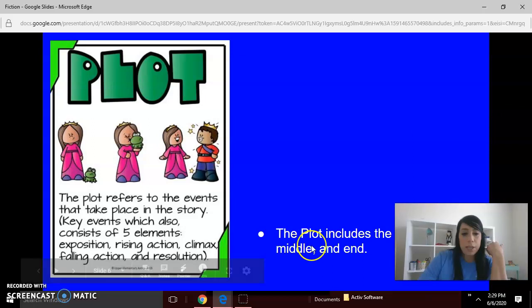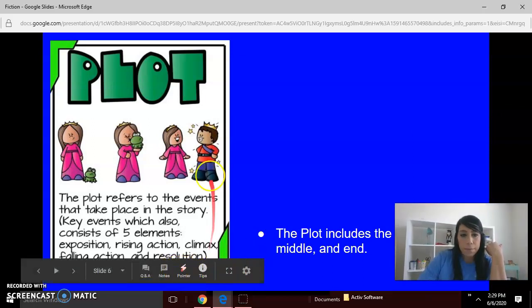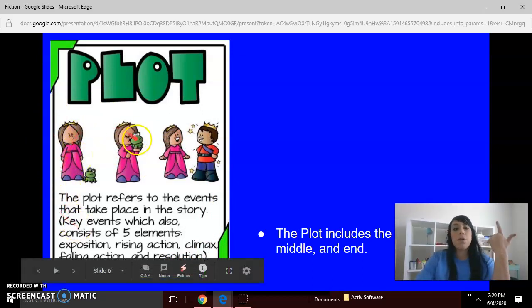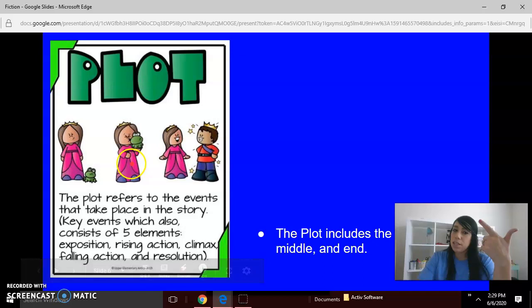So for example, here we have the story of our princess and the frog. The princess finds a frog. That's the beginning. In the middle of the story, she doesn't want to kiss the frog, as we can tell by her face. She's like, ew. But she kisses the frog. That's the middle. And in the end, she falls in love with the frog. So using these same things, I want you to take a minute and think about how this applies to the story of the 3 little pigs. Go ahead and think.